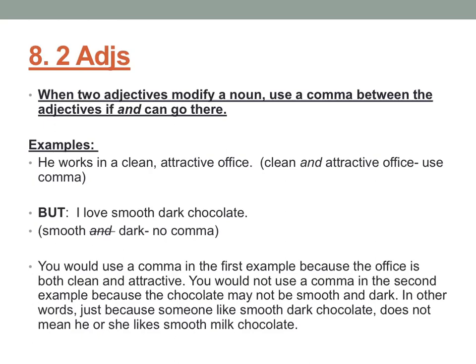But here's an example when you wouldn't put a comma between the two adjectives. I love smooth, dark chocolate. So you might say, well, why doesn't that make sense? I love smooth and dark chocolate. Well, that actually changes the meaning of the sentence, because somebody who likes smooth dark chocolate might not necessarily like smooth, say, milk chocolate or white chocolate. So it changes the meaning. So in that instance, this can be a difficult rule.